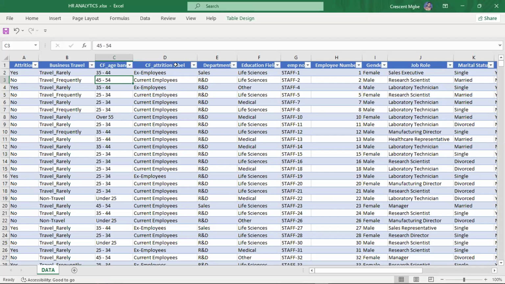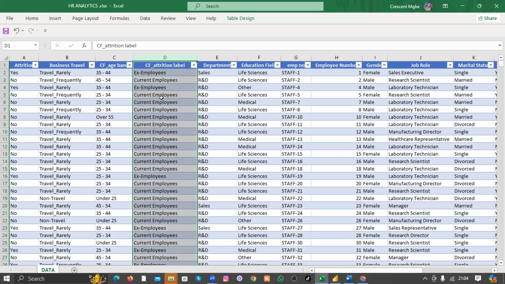Then the next column is the CF attrition label. This is now the employee's attribute label. This attrition is talking about those that have left and those that have not left. So the attrition label is, if a person has left, it means they are an ex-employee. If they are still working here, it means they are a current employee. So this column is going to help us to know how many people are active staff, how many people are still working here, and how many people have left on their own, maybe through resignation or retirement or whatever. So it is the attrition label.